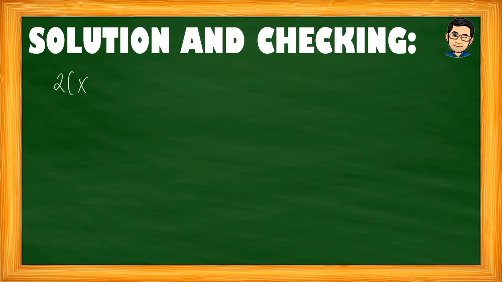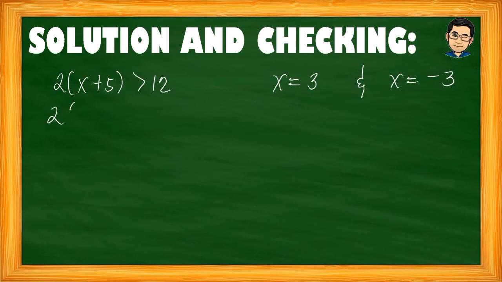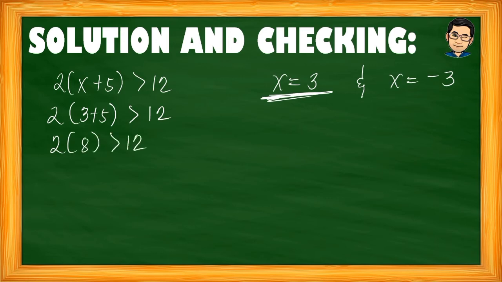So, sulat lang natin ulit yung ating inequality. So, gamitin natin ngayon yung 3 tsaka negative 3. Para tingnan natin kung alin dyan na magiging true at magiging false. So, 2 times 3 plus 5 is greater than 12. So, ito muna ang ginamit natin, yung unang value of x. 2 times the sum of 3 and 5 is 8, greater than 12. So, 2 times 8 is 16, greater than 12. 16 greater than 12, this is true.